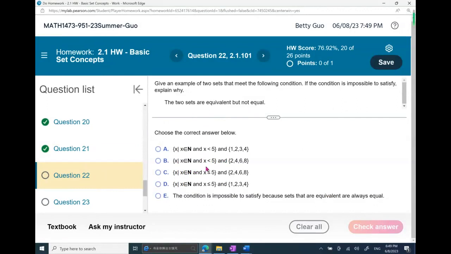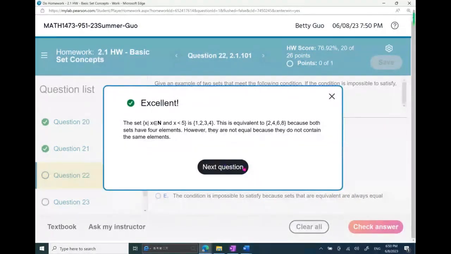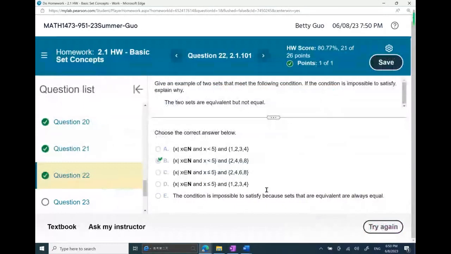And the two sets in B, 1, 2, 3, 4 and another set, are not equal, but equivalent, because the first set contains 4 elements, cardinal number 4, and the second set contains 4 elements, cardinal number 4. And just in case, let's look at C. 1, 2, 3, 4, 5 and another set, not equivalent. The condition is okay. So do you agree it is B, the second one? Yes. So that's about equal and equivalent.